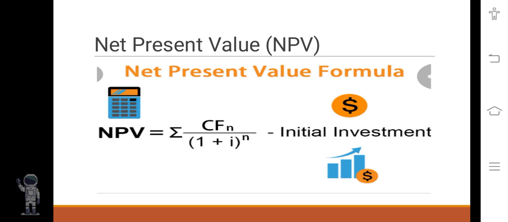So the net present value, as we said, is a method of ranking investment proposals using the NPV, which is equal to the present value of future net cash flows discounted at the cost of capital. So what is your understanding of this?